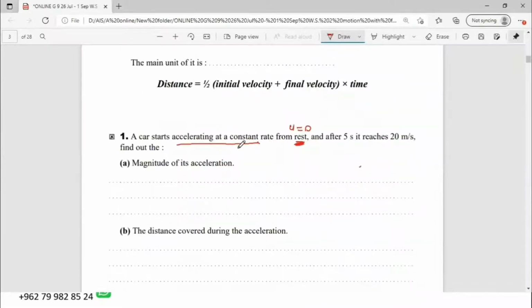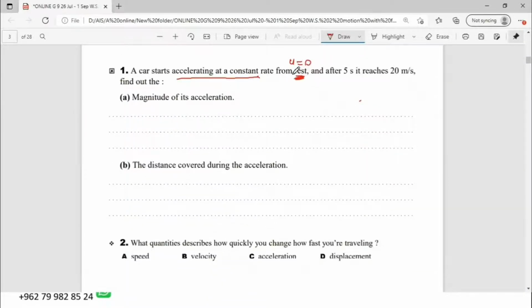Let's continue here. A car accelerating from rest, meaning initial speed U equals 0, and after time 5 seconds it reaches a speed of 20 meters per second. Always, while reading the question, underline the keywords or terminology and write the symbols: U, T, V, whatever. Find out the magnitude of acceleration. Sometimes they put words in the question that confuse students. Don't be confused. The magnitude means the value, the number by itself.